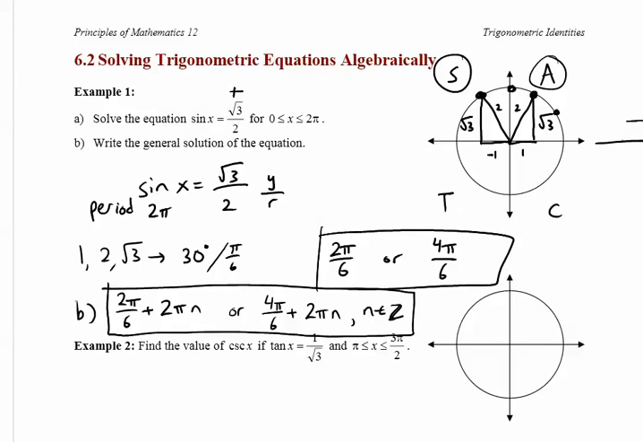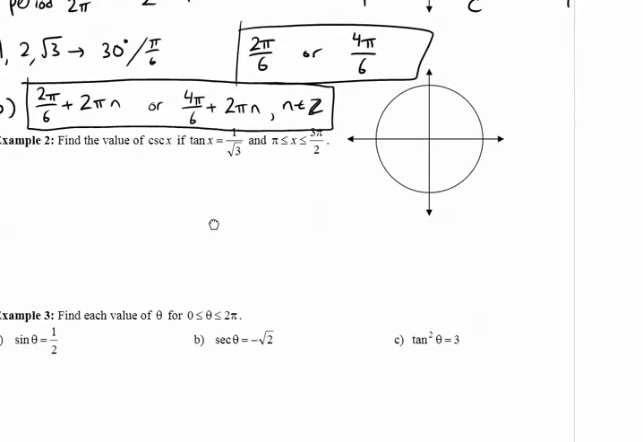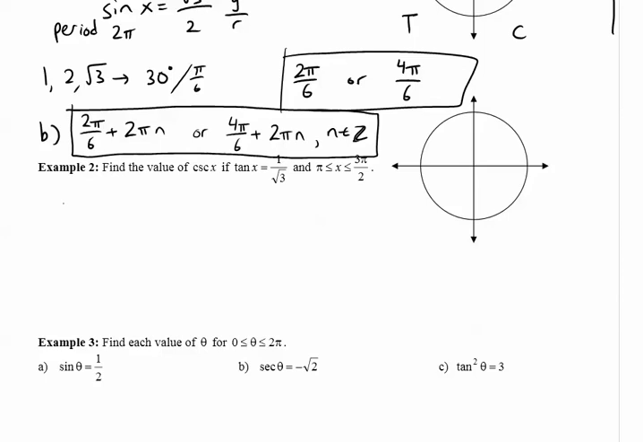Now, the second example: find the value of cosecant x if tan x is 1 over root 3, and I'm looking from pi to 3 pi over 2. So let me label my graph here. I've got 0 to pi over 2. Pi is the same as 180 degrees, and 3 pi over 2 is 270. So looking from pi to 3 pi over 2 means that I'm only considering the angles in quadrant 3.